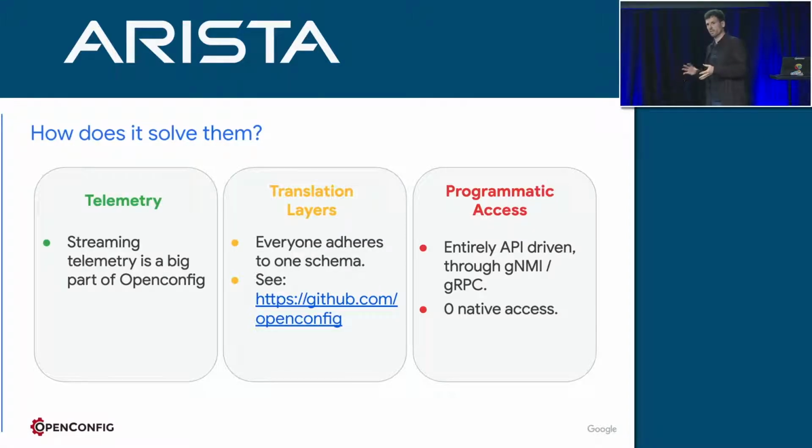Okay, translation layers, like I said already, it's one schema. So every vendor supports one schema. You configure and you monitor them in exactly the same way. And it's open, it's on GitHub. And obviously it's entirely written around programmatic access, APIs for everything.